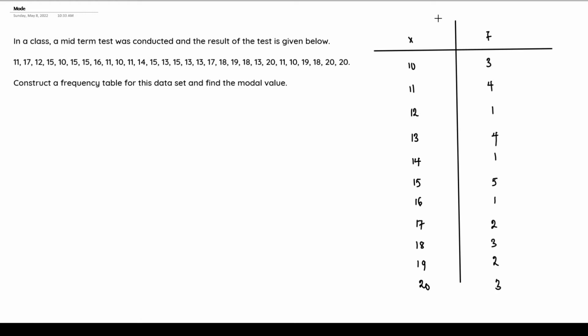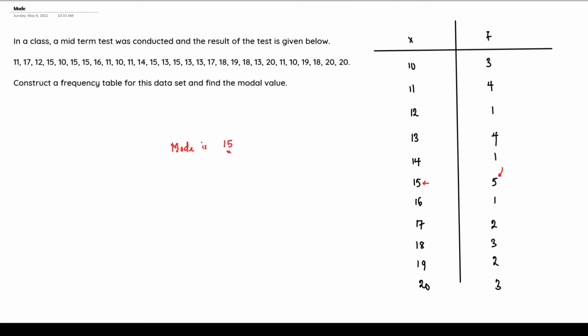Like I said earlier, the mode of our dataset is the variable in the dataset that has the highest frequency. So the highest frequency in this dataset of ours is 5. We can see the 5 right here. That means that the variable pointing to 5 is 15. So we can say that the modal value, or the mode of our dataset, is equal to 15.